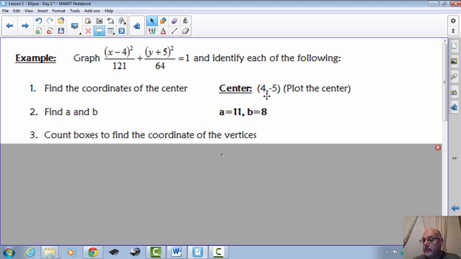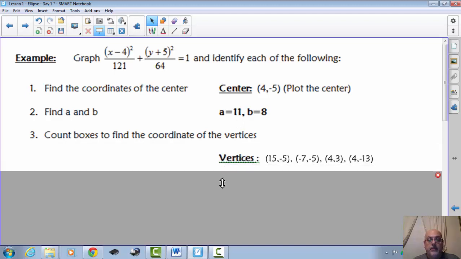So then, if you again start at the center, and you count up 8 boxes, you get one vertex as (4, 3), okay? And you go back to the center again, and you count down 8 boxes, and that gives you the location of (4, -13). So instead of trying to figure out what do I add to the x, what do I add to the y, once you plot the center, you just have to count the boxes. So those are the coordinates of the 4 vertices.